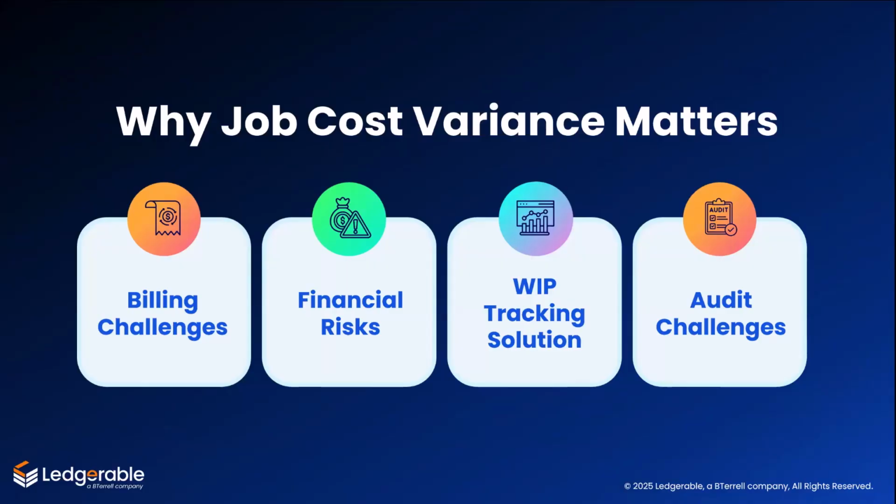The problem came to light when their bonding company reviewed the WIP. The numbers didn't line up. The billing far outpaced the actual progress, and it raised a red flag. The agent actually asked, how do we know these revenues are real? And suddenly, the contractor's ability to secure their next bond was at risk. And that was a wake-up call. They realized that aggressive billing wasn't helping. It was hurting their financial credibility.